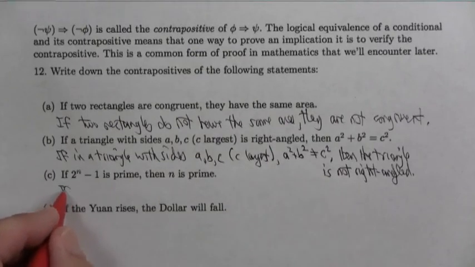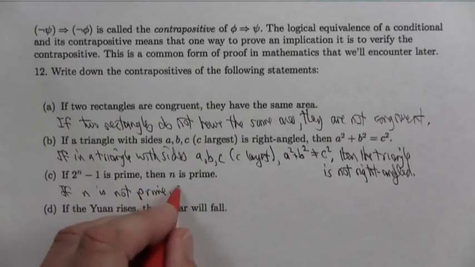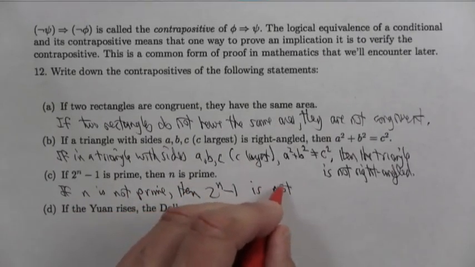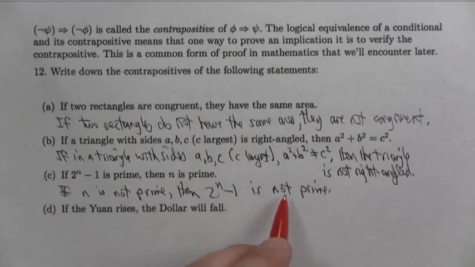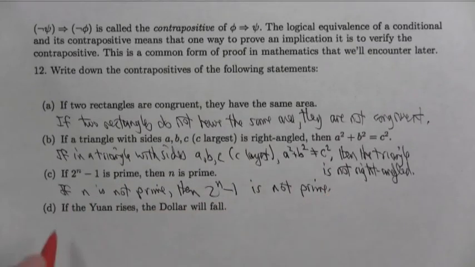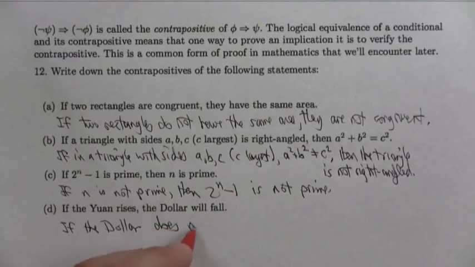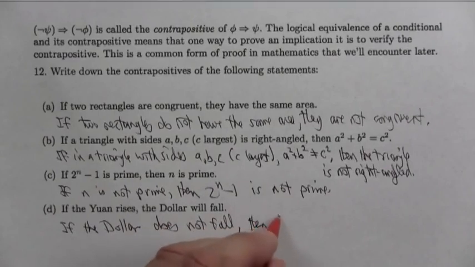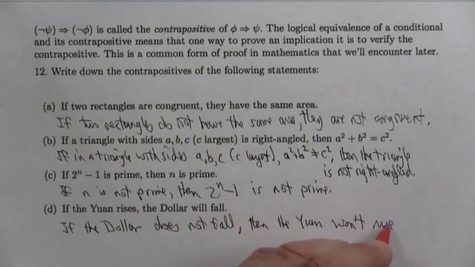Contrapositive to this one: if n is not prime, then 2 to the n minus 1 is not prime. Or if you like, if n is composite, then 2 to the n minus 1 is composite. And then for part D, if the dollar does not fall, then the yen won't rise.